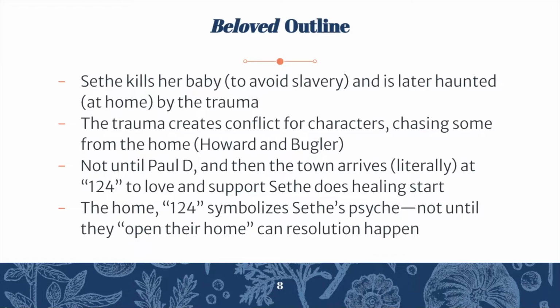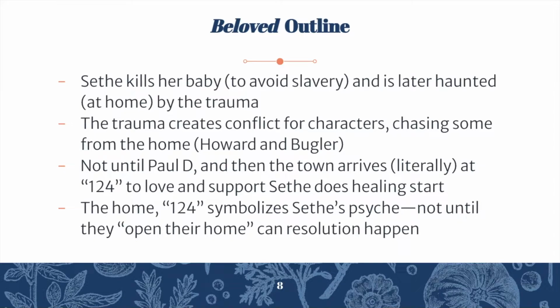For those of you who have read Beloved, great. If you haven't, the main character, Seth, is a slave who kills her baby in order to save her child from slavery. And then later, once freed, she is haunted at home by that trauma. The trauma, and this is the next movement in the paper, the next paragraph, creates conflict for all the characters that enter that home, even chasing some of them from the home.